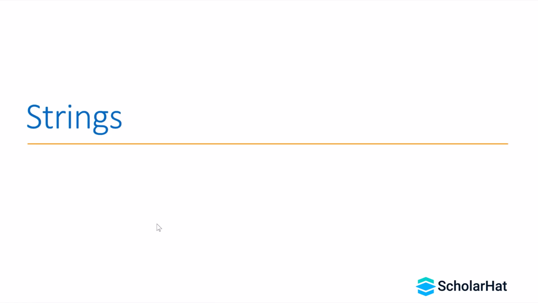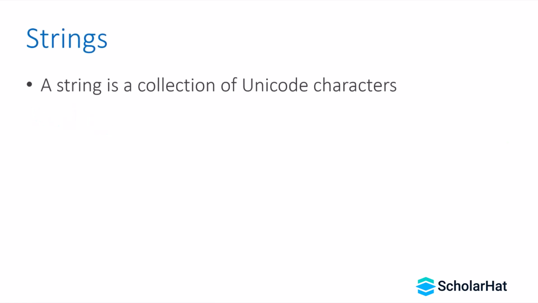In this session, you will learn about strings in C Sharp. A string is a collection of Unicode characters. Within a string, we can assign Unicode characters, so we can assign any language character. It might be Hindi, it might be English. Whatever Unicode characters we have across the world, we can assign all of them to a string variable.